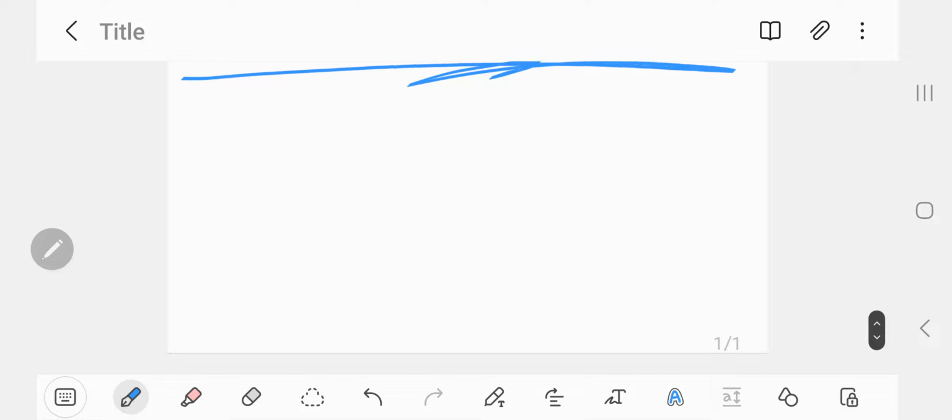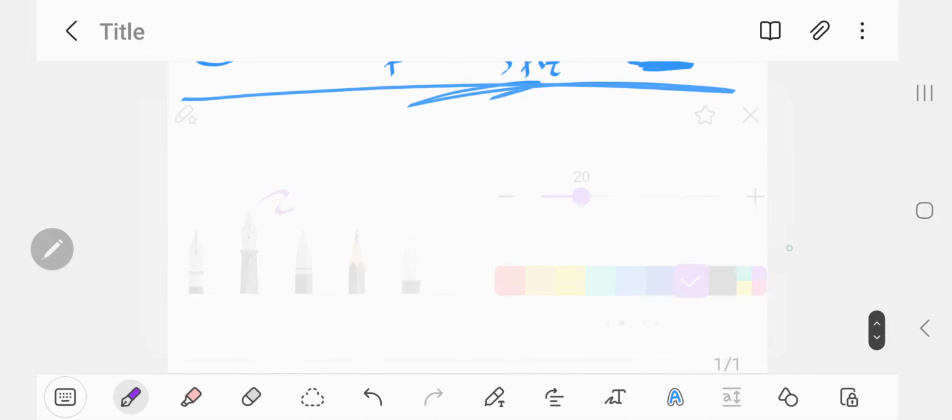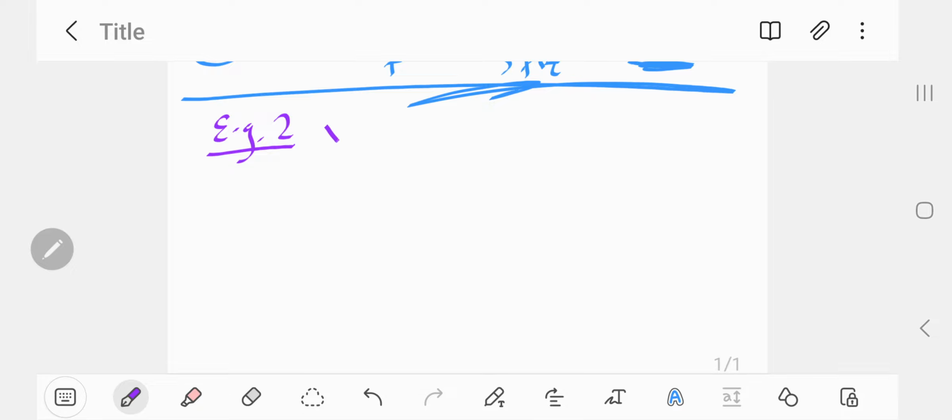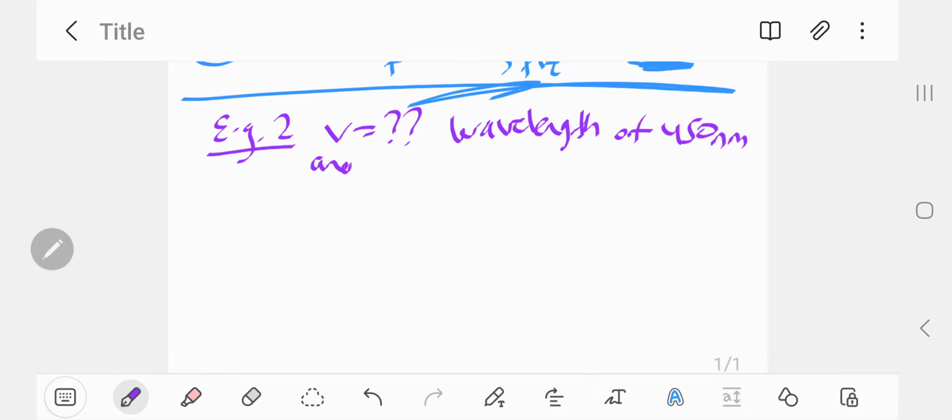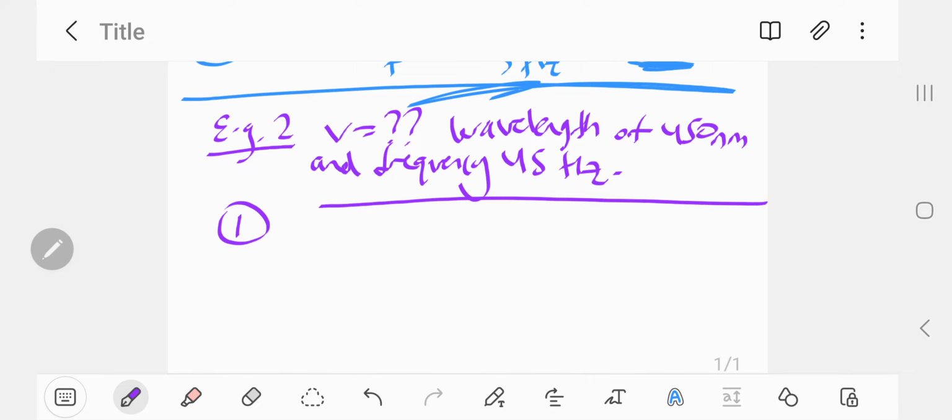Let's do another example. Example 2. So suppose we need to find the speed, the velocity of a wave, if the wave has a wavelength of 450 nanometers and frequency 45 hertz. So the first step is to write down what we know. So we know what the wavelength is, lambda, that's 450 nanometers.